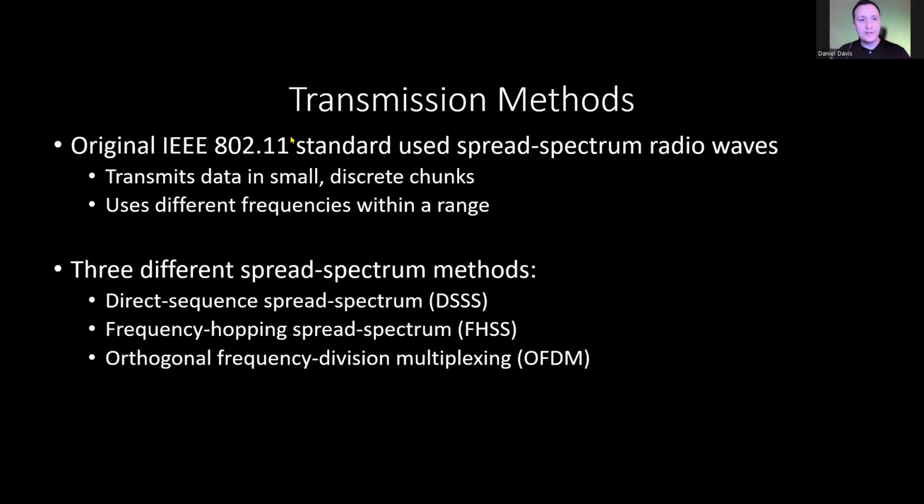Transmission method. The original IEEE 802.11 standard used spread spectrum radio waves, which transmit data in small discrete chunks and use different frequencies within different ranges. There's 3 different spread spectrum methods. We're going to look at all of these: DSSS, FHSS, and then OFDM. DSSS stands for Direct Sequence Spread Spectrum, FHSS, Frequency Hopping Spread Spectrum, and OFDM, Orthogonal Frequency Division Multiplexing.